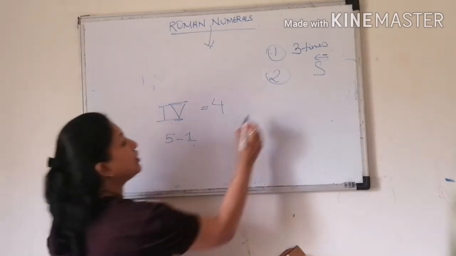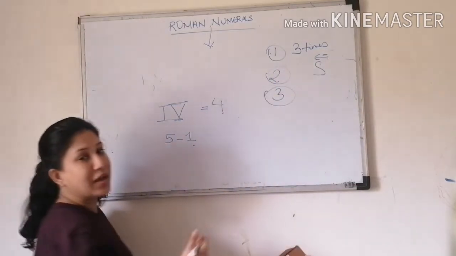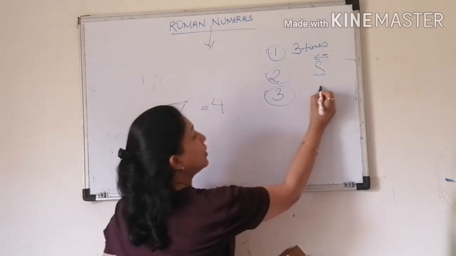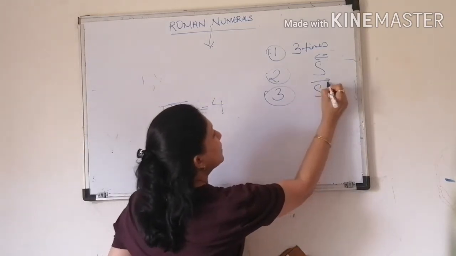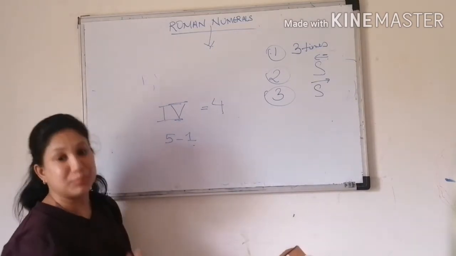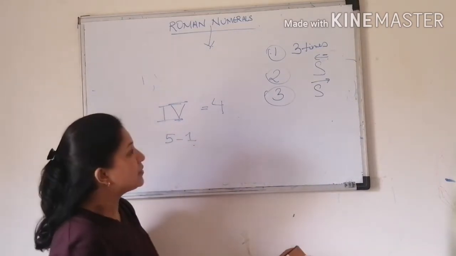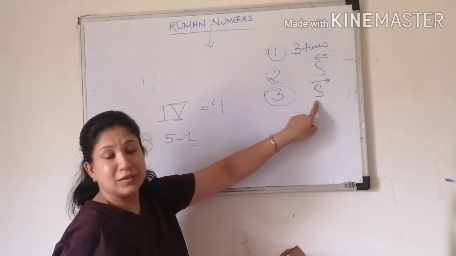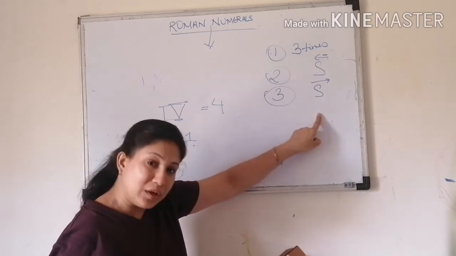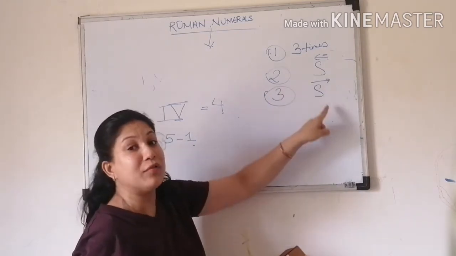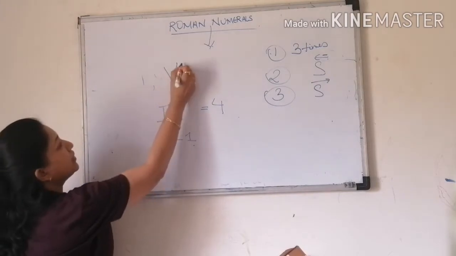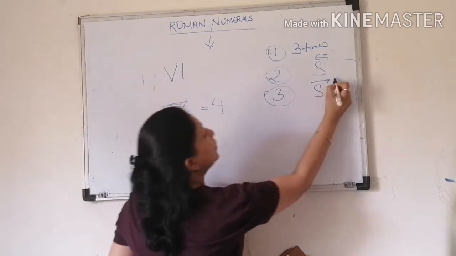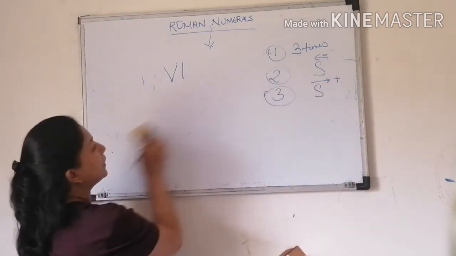Just the opposite, children, of the second rule is the third rule. It says that if the smaller number is towards the right-hand side of the greater number, I repeat, the third rule states that if the digit which is smaller is at the right-hand side of the greater digit, this is greater, this is smaller, now it is at the right-hand side, then you need to add it to the greater number.